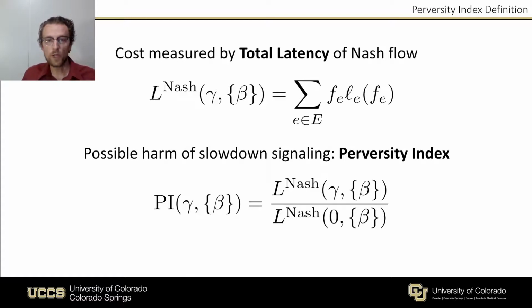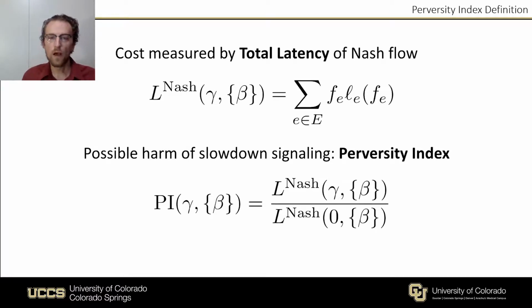We're going to measure the cost of a flow with the total latency, and that's just the flow-weighted sum of all the edge latencies. Notice that the formula here for a Nash flow doesn't include beta and gamma. So we're measuring the actual delay when we're measuring whether or not a flow is good. We're not measuring the subjective delay that users are experiencing.